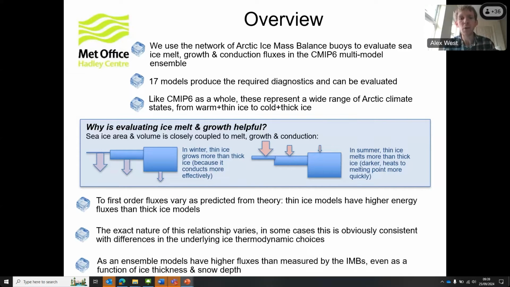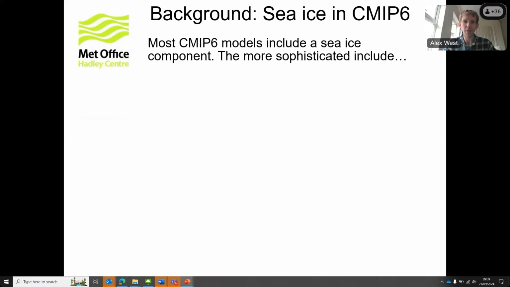And you do, in fact, see this come out pretty quickly in the ensemble evaluated, in that thicker ice models tend to have higher fluxes than thin ice models. But this varies slightly depending on the internal ice thermodynamic parameterizations, and there is a bit of a model bias that will come out of this. Just to talk briefly about how sea ice tends to be modelled in CMIP 6. I think virtually every model now has some sort of sea ice component because it's obviously very important in modulating the energy fluxes between the atmosphere and ocean, but they're not all equal.